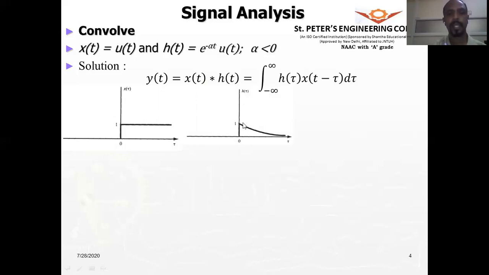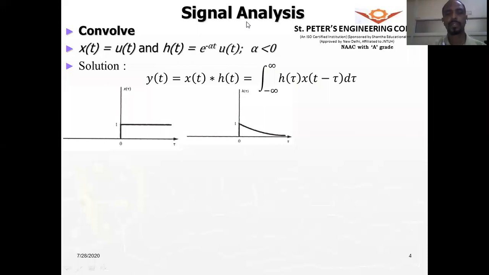Next, if you see the h of tau function, that is also multiplied with u of t. So therefore, it starts at 0 and goes on up to infinity. The tau variable here also starts at t equals 0 and goes on up to infinity because we have multiplied it with the unit step function. So this is the x of tau function. This is the h of tau function.